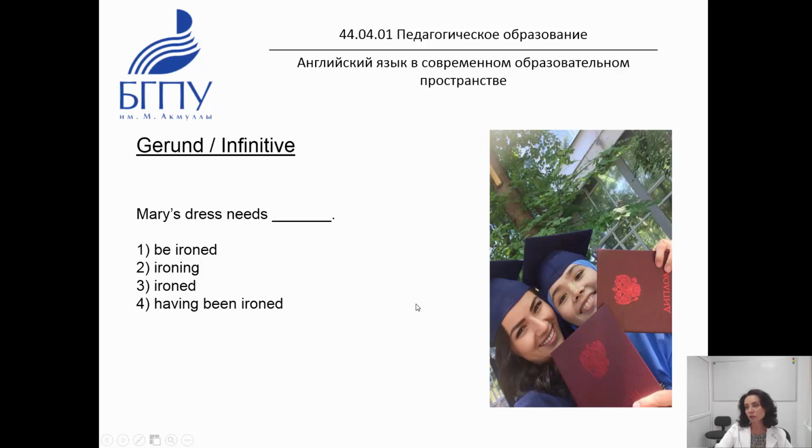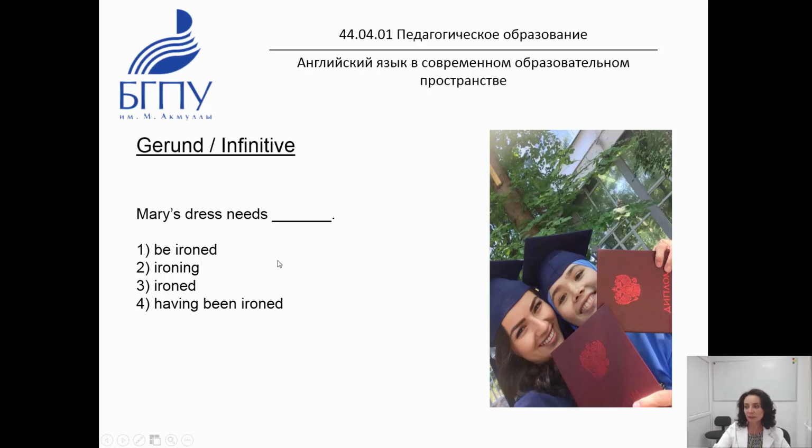Let's turn to another issue, and this is the issue of using gerund and infinitive. First, you should know the verbs which demand either gerund or infinitive, but sometimes after, for instance, the verbs like need and want, both gerund and infinitive may be used. And the peculiarity of these verbs is that the form of the gerund has the passive meaning, which may be replaced by the infinitive in the passive form. For instance, Mary's dress needs, and then comes the insertion: be ironed, ironing, ironed, having been ironed.